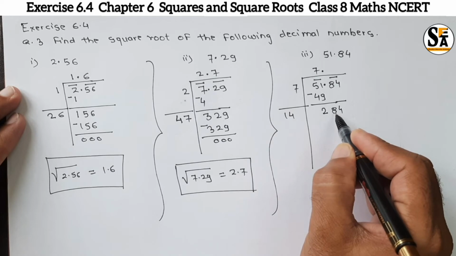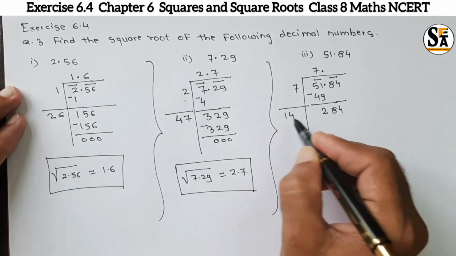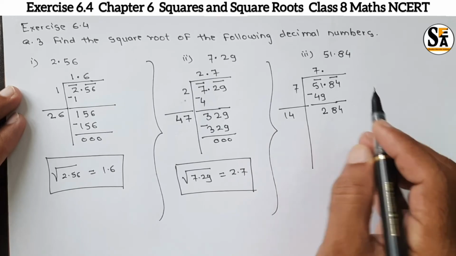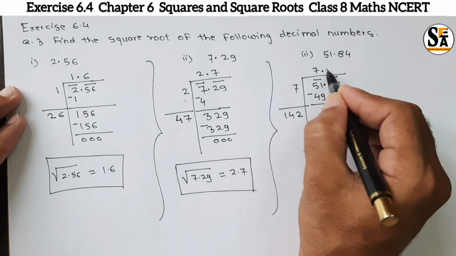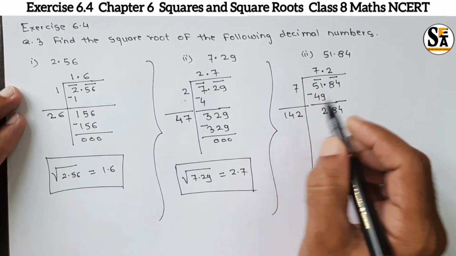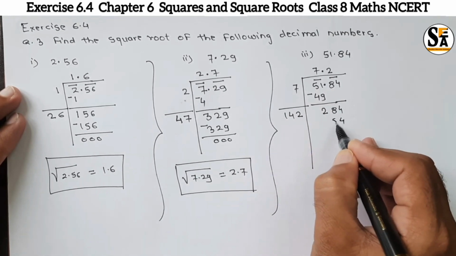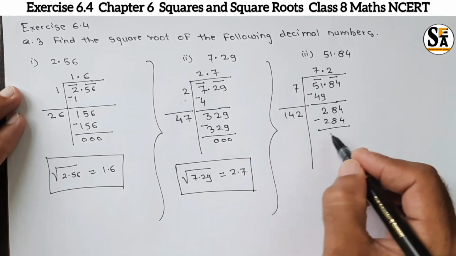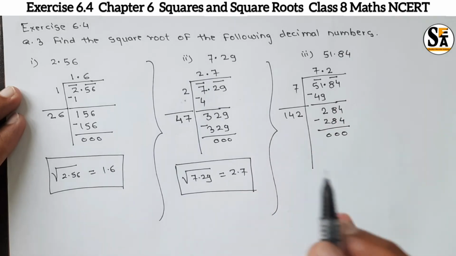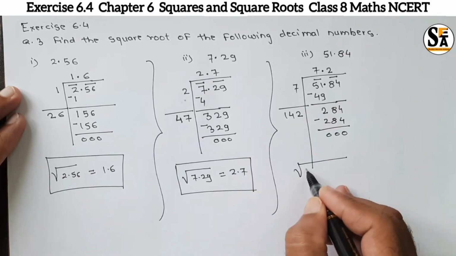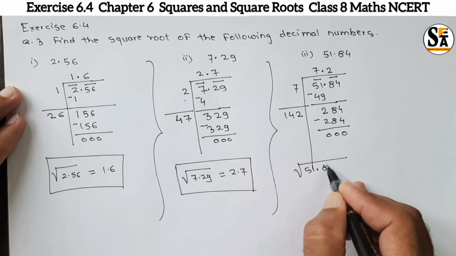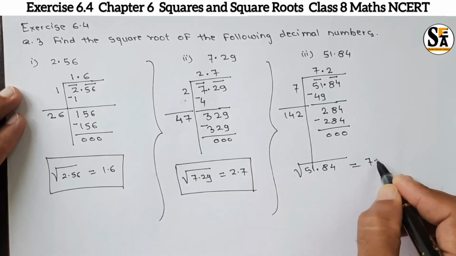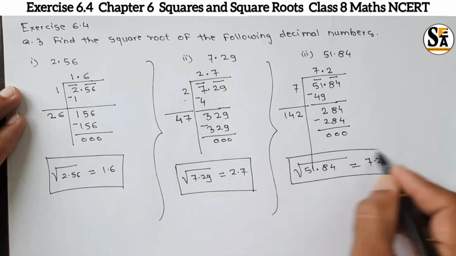Now 28, where does it lie in the table of 14? 14 into 2 is 28. So try with 2, take 2 here and 2 here also. Multiplication of 2 with 142, that is 284, means we are getting the direct answer with number 2. So subtraction is 0, remainder is 0, means this is a perfect square. And what is the answer? 51.84. Square root of this is equal to 7.2. So this is our final answer.